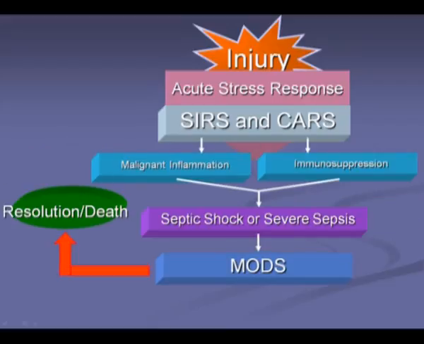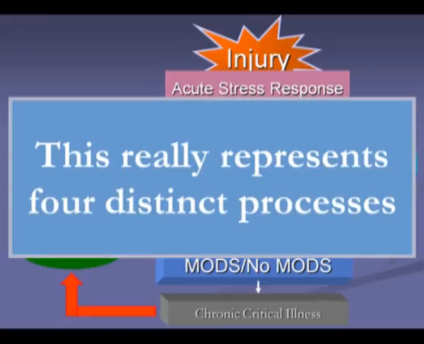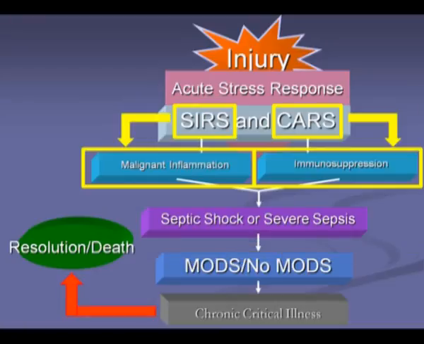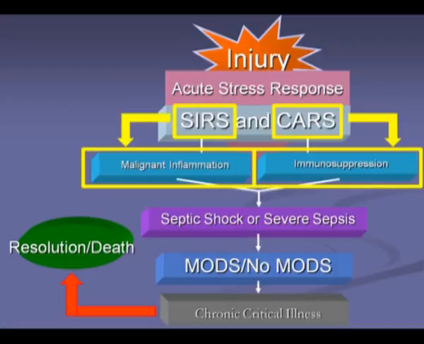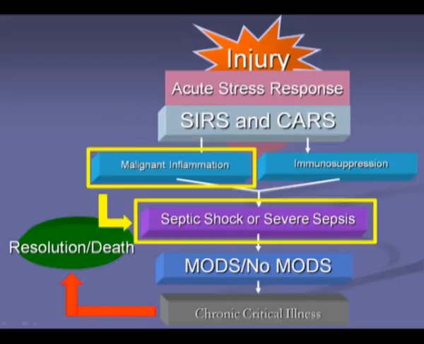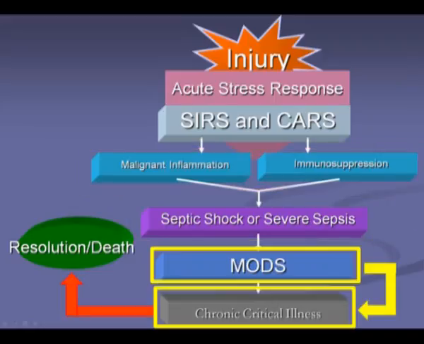Now, once again, it's important to note that maybe malignant inflammation and immunosuppression come before septic shock, maybe not, and we've added in the little element of chronic critical illness. So, once again, 4 distinct processes. We'll run through this very quickly because we talked about it already. The first, where SIRS and CARS lead to inflammation and immunosuppression. The second, where either the inflammation itself or the combination of inflammation and immunosuppression leads to septic shock or severe sepsis. The third, where MODS leads to chronic critical illness, which we spoke about in the first one.